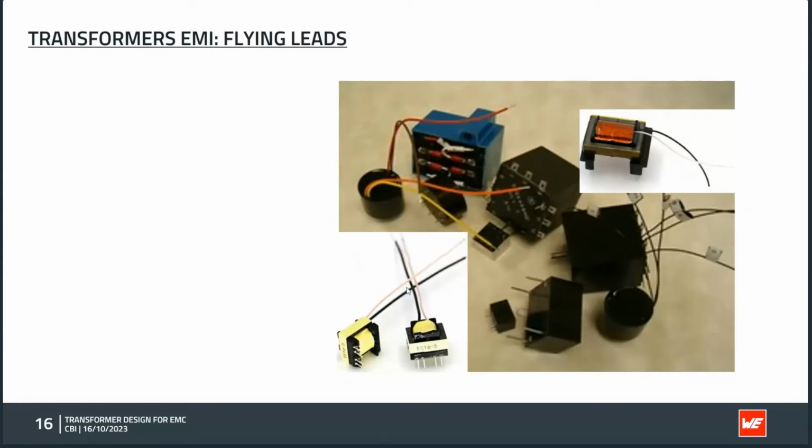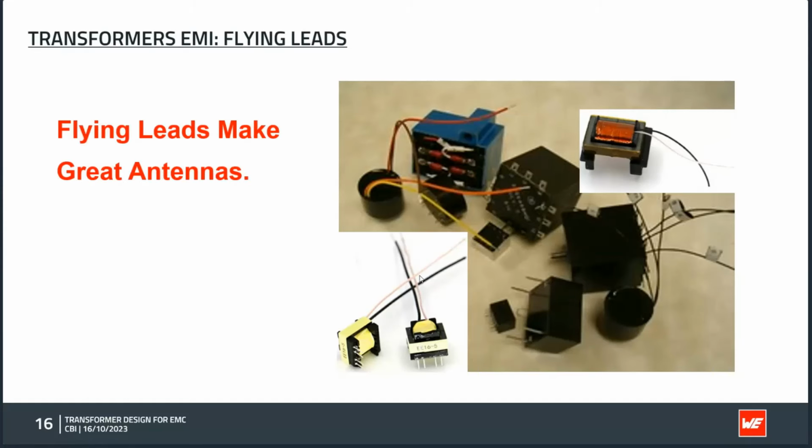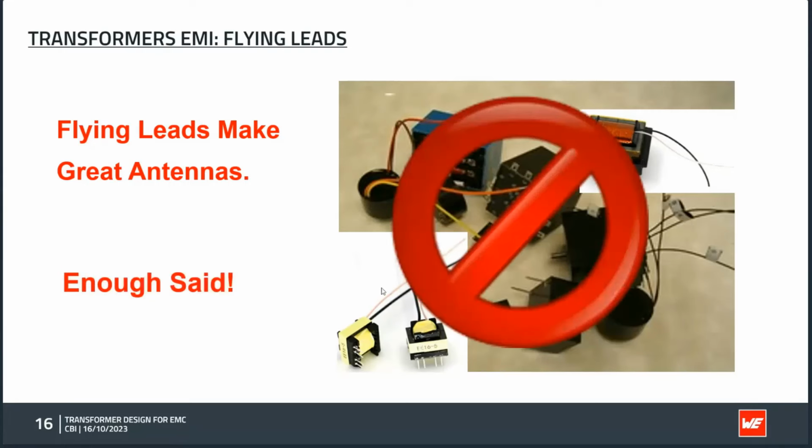The problem with this approach is flying leads make great antennas. These flying leads, they run very often parallel to PCB traces. So they couple strongly into your PCB. So from our side, there's only one thing to say: please try to avoid it.